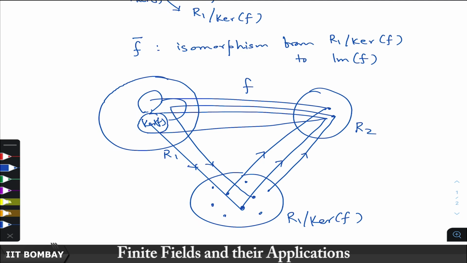So, the quotient ring. Now, in this way of seeing, one can easily verify that if you take any ideal in R1 which contains kernel F, then this gets mapped to an ideal here, and vice versa. For any ideal in the image, which is a subring, the inverse image is an ideal which contains kernel F.